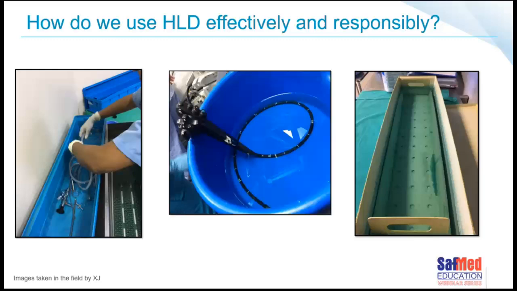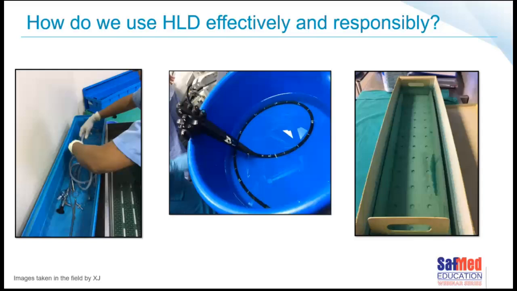The image in the middle is that of a flexible scope that was being subjected to high-level disinfection. In this particular incident, the high-level disinfectant was never even put down the biopsy channel, and as you can see, only a portion of the scope was ever submerged in the high-level disinfectant.